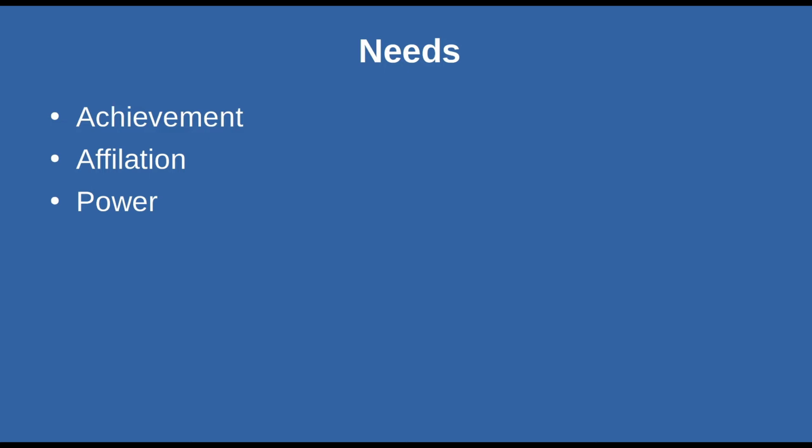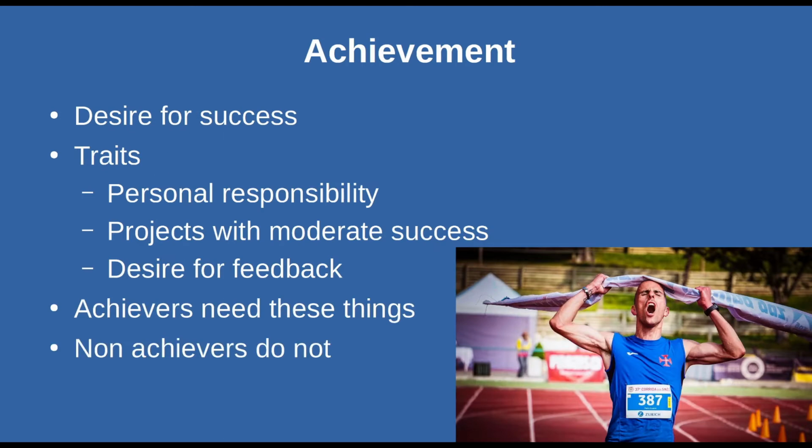And of course, as you look at these three bullets here, they're often something that we might agree that students need as they're learning or as they are studying in their classroom. And so they need achievement, affiliation, and power. And so we're going to take a look at each one of these as we go forward.